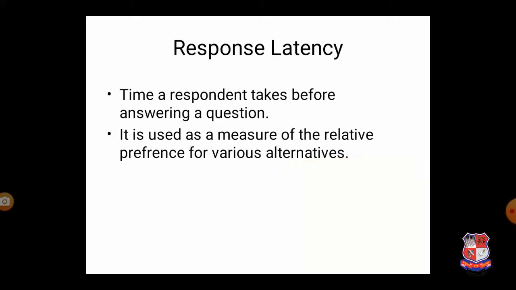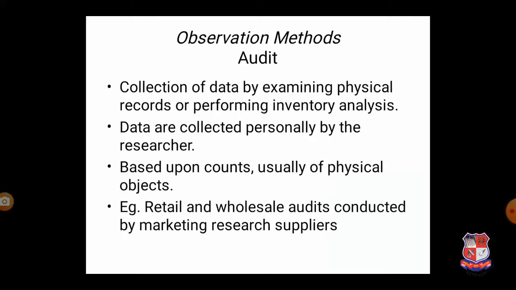If we talk about response latency, using response latency we can measure the time a respondent takes before answering a question. If the respondent takes more time, the interpretation is that he or she is not clear, or is confused. If the respondent takes less time to give a response, then we can interpret that he or she is clear and not confused. So using response latency, we can measure the time a respondent takes before answering a question. These are all different mechanical observation methods.